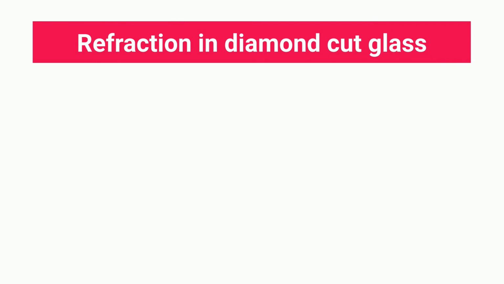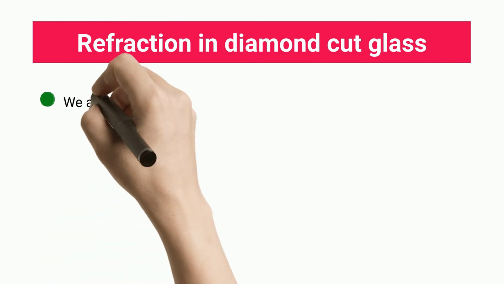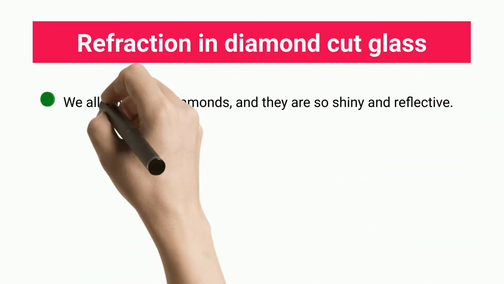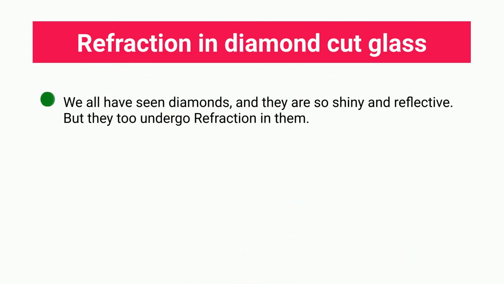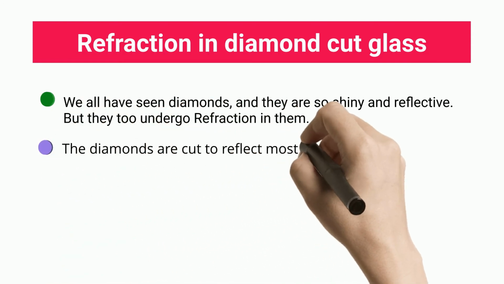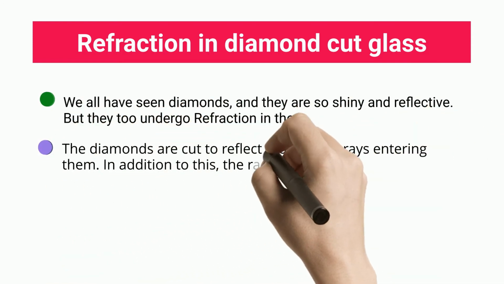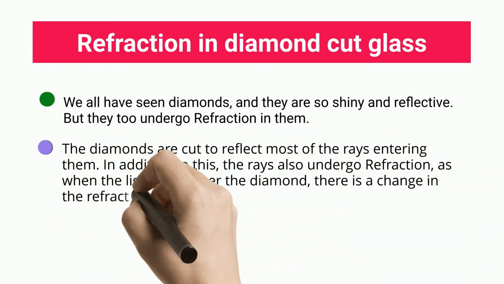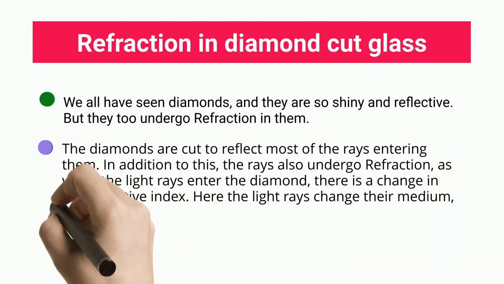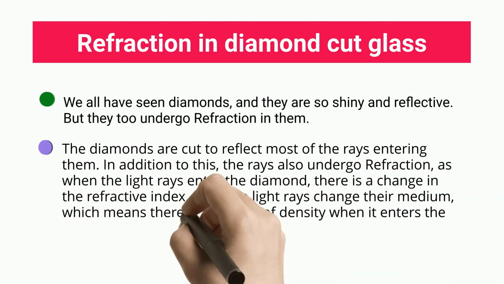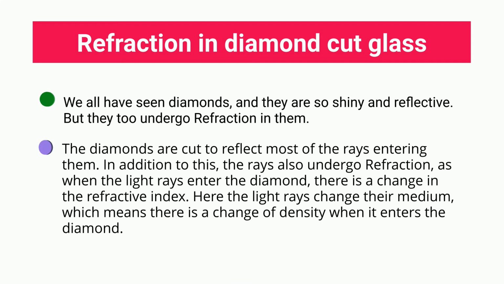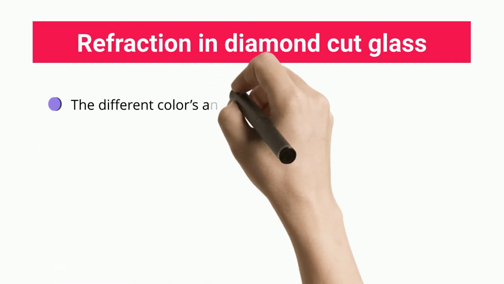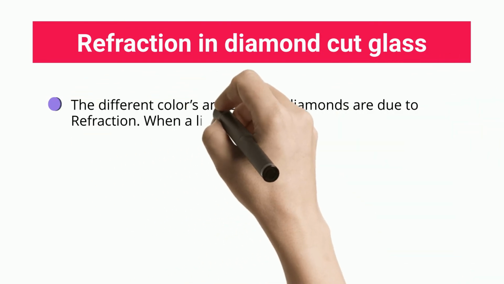Refraction in diamond-cut glass. We all have seen diamonds, and they are so shiny and reflective. But they too undergo refraction. The diamonds are cut to reflect most of the rays entering them. In addition to this, the rays also undergo refraction, as when the light rays enter the diamond, there is a change in the refractive index. Here the light rays change their medium, which means there is a change of density when it enters the diamond. The different colors and shine of diamonds are due to refraction.